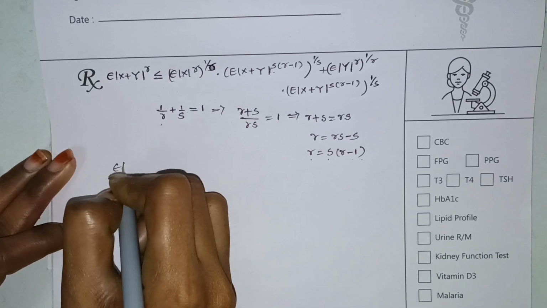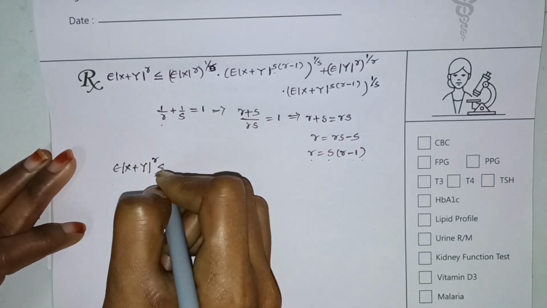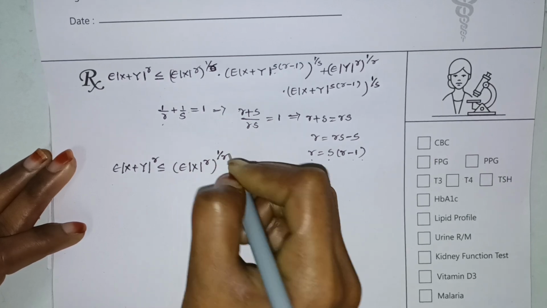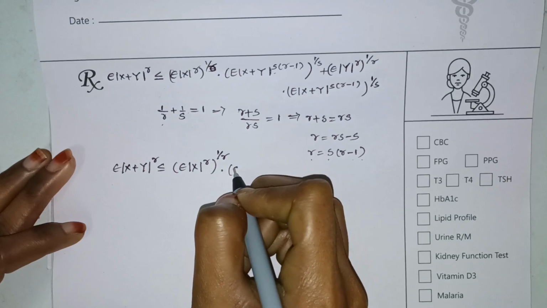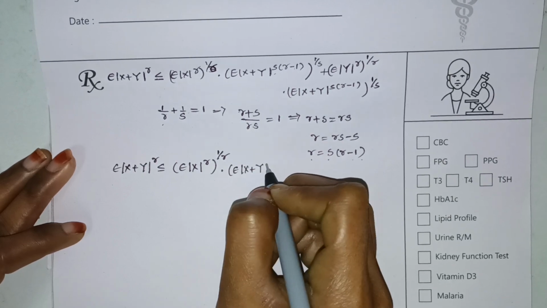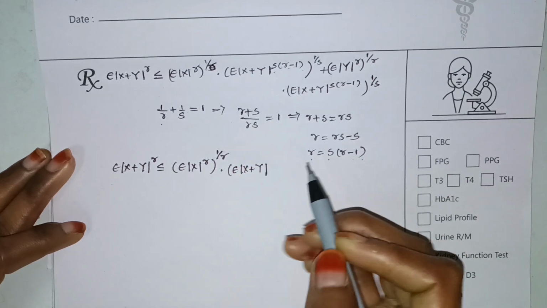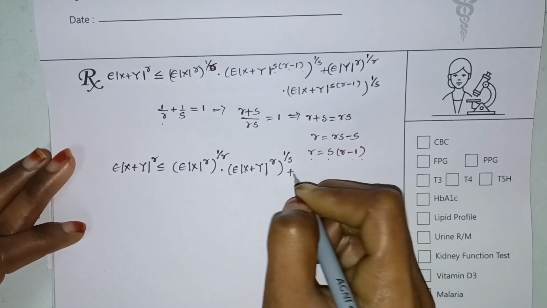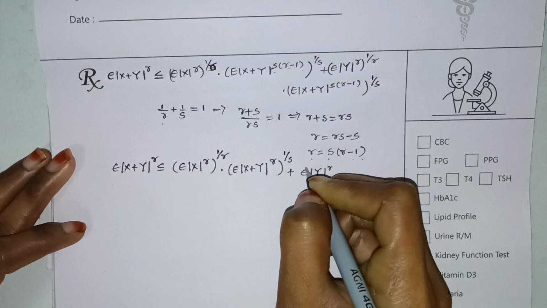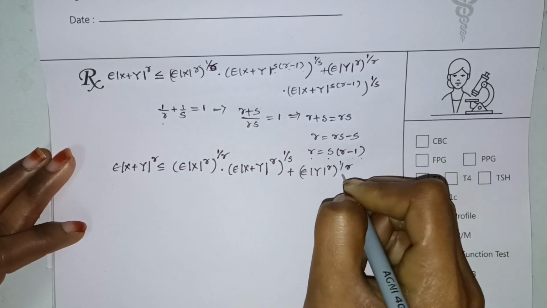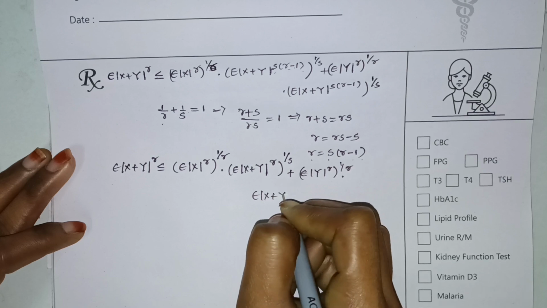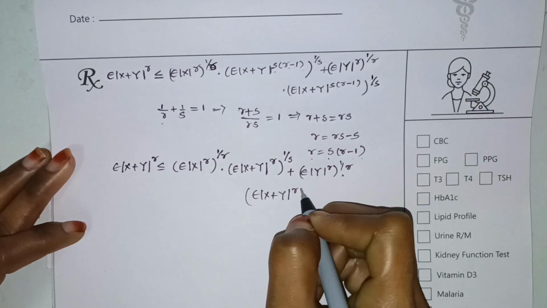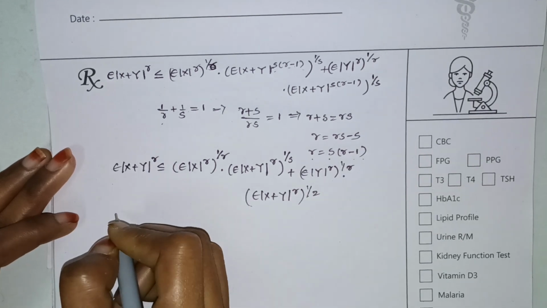So we get expectation of mod x plus y to the power of r less than or equal to expectation of mod x to the power of r whole to the power of 1 by r into expectation of mod x plus y to the power of s into r minus 1. I can substitute r, into 1 by s, plus expectation of mod y to the power of r whole to the power of 1 by r into expectation of mod x plus y. In the place of s into r minus 1, I can substitute r whole to the power of 1 by s.